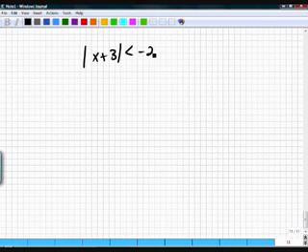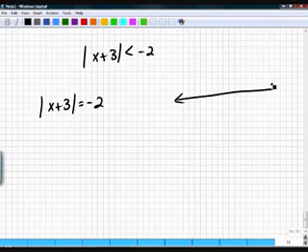Will the absolute value ever be less than -2? Because the absolute value is always positive. So this is going to be no solution. But let's try to solve it anyway. The absolute value of x plus 3 equals -2. No solution. So on your number line, we don't have any solutions to put. So we don't have any intervals. Well, I take that back. We have one big interval again.